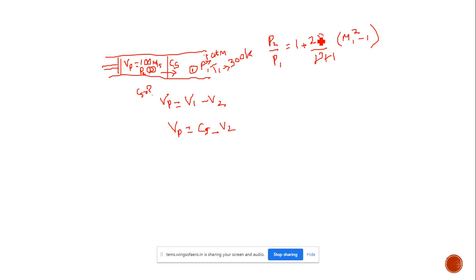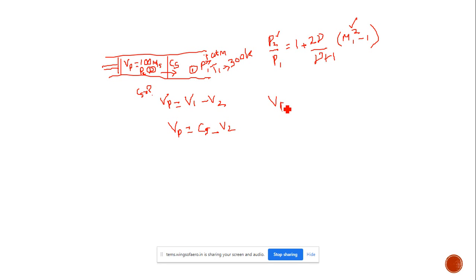We know the other values, because for air the ratio of specific heats gamma will be 1.4, and we can substitute that. But still we don't know the Mach number value, because here we have two unknowns: P2 is unknown, and M1 is also unknown, so we can't find that value. So our next step is to check whether we have formulas for finding P2 by P1 or M1.